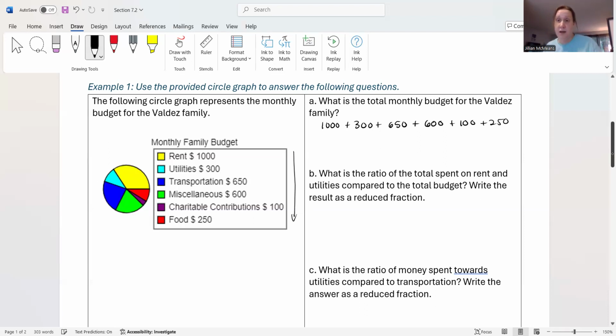I want to know how the Valdez family gets by with spending only $250 on groceries. That's magical to me. And 1,000 on rent too. Good grief. Okay, so let's add them up.